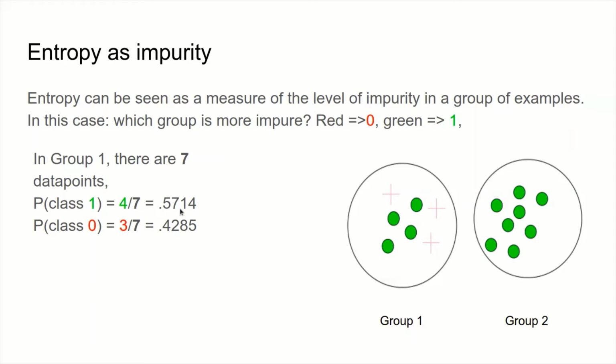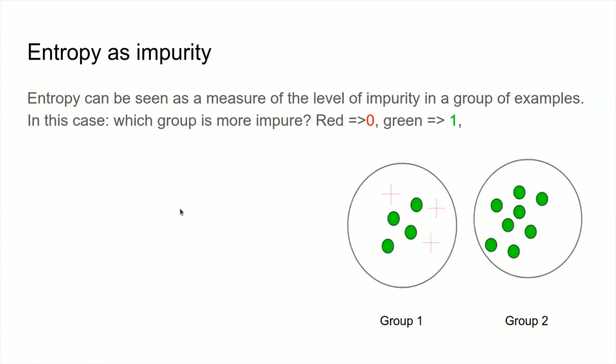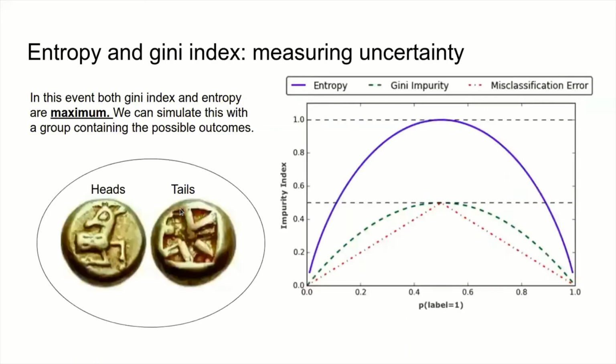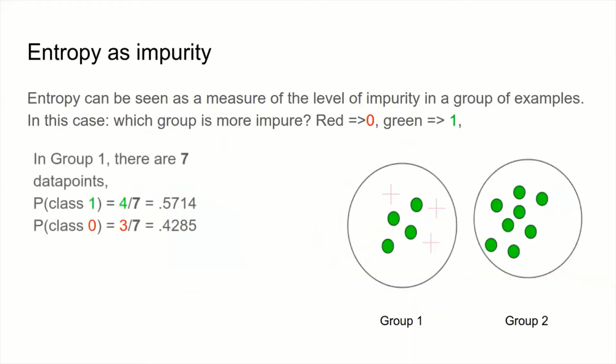So if we go back to this plot, you can see that the entropy and the Gini indexes are a little bit here. So there's more entropy, which means that we've got a higher level of uncertainty.